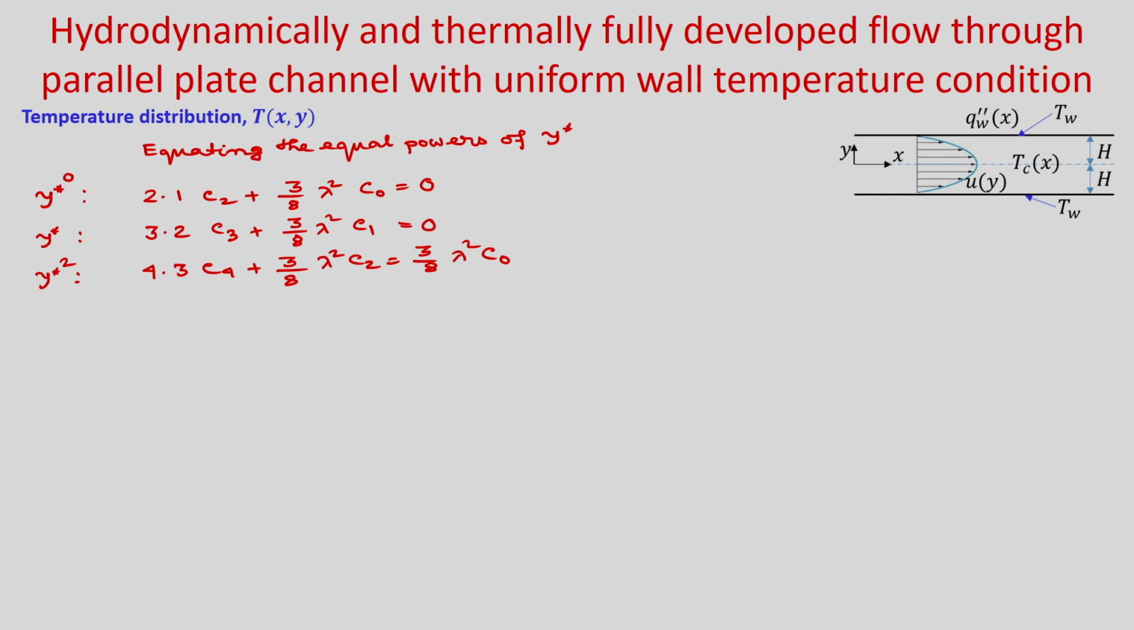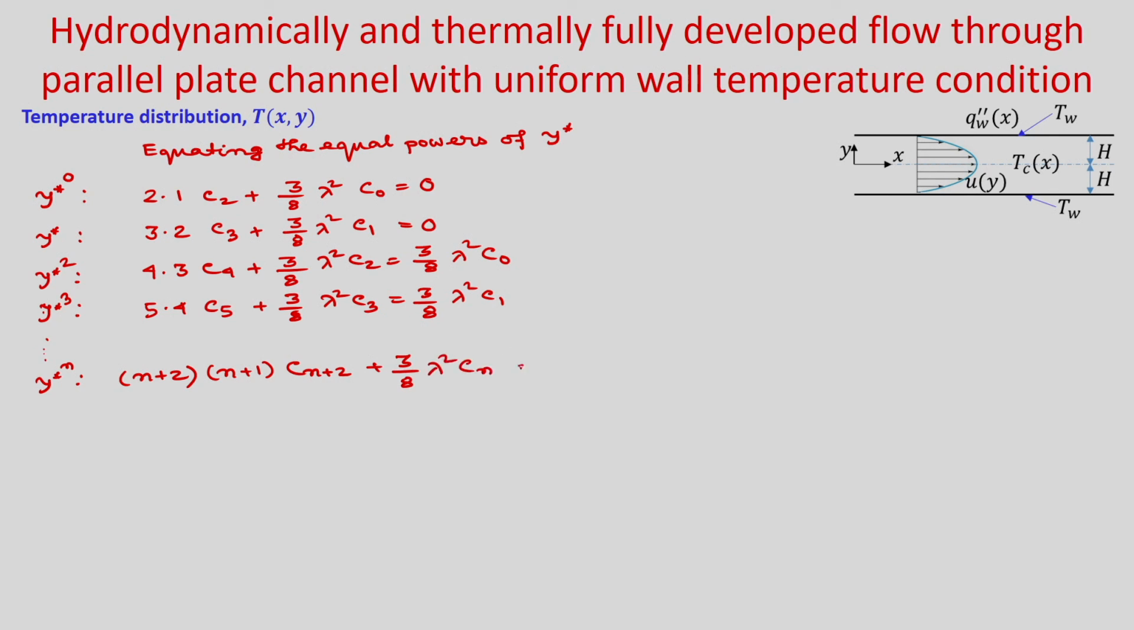So, just I am writing here y star to the power 3, you can write 5 into 4 C 5 plus 3 by 8 lambda square C 3 is equal to 3 by 8 lambda square C 1. And if you see y star to the power n, then you can see n plus 2 into n plus 1 C n plus 2 plus 3 by 8 lambda square C n is equal to 3 by 8 lambda square C n minus 2.